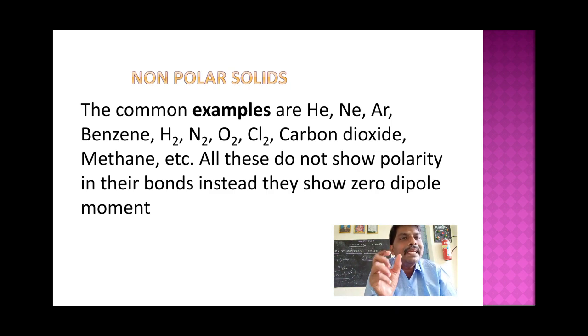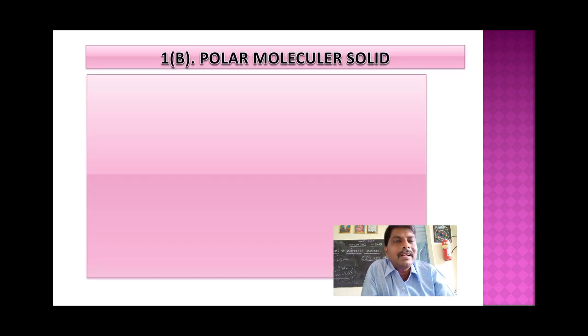You can take helium, neon, argon; the binding force is London force. H to H, there is no electronegativity difference. Similar atoms. N to N, similar atoms. O to O, similar atoms. Methane and CO2: CO2 dipole moment is 0. Dipole moment 0 means it is non-polar. Methane, CH4, dipole moment 0. So it is non-polar. So these are non-polar molecular solids.